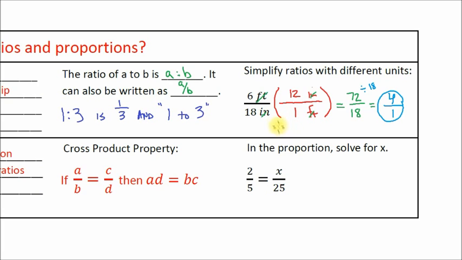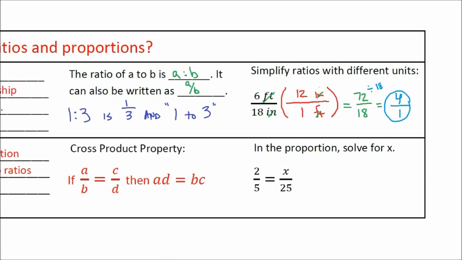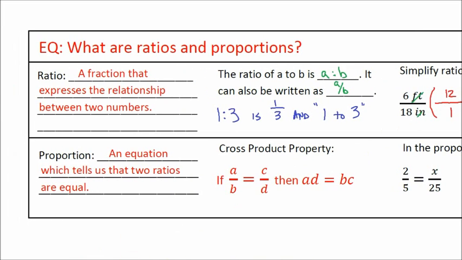And that's because we had different units of measure. We got rid of those units of measure by creating a fraction that was equal to 1. And then we went ahead and multiplied numerator times numerator, denominator times denominator, and then we simplified that fraction to get our final ratio. So I hope that makes sense to you, how we simplify ratios with different units of measure. Okay, let's take a look at the second part of our video.